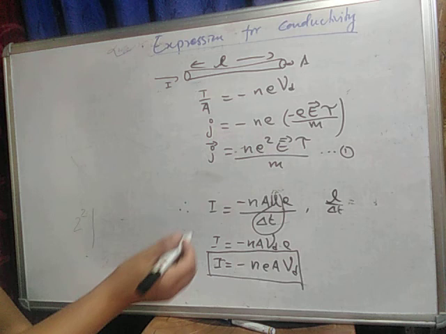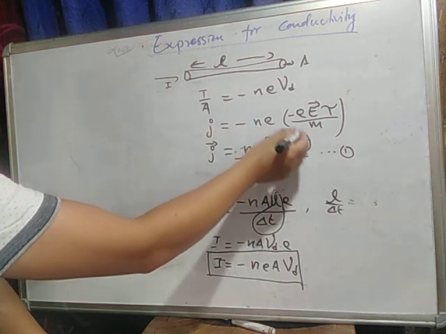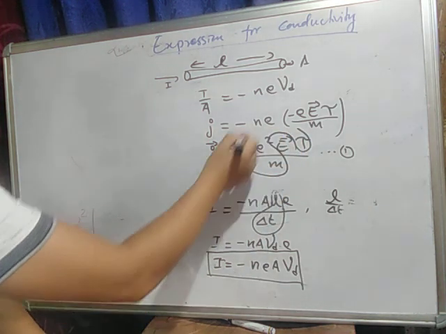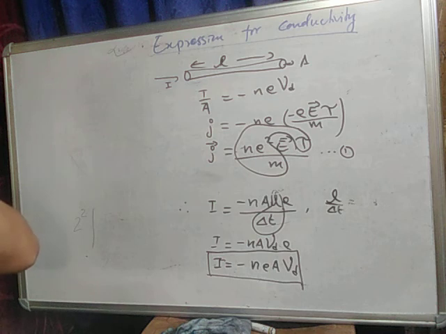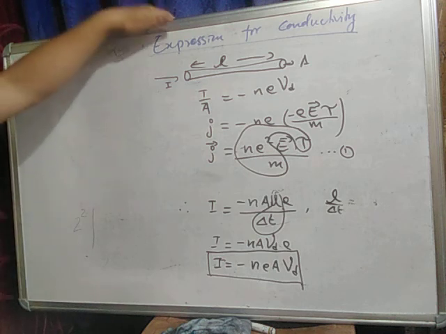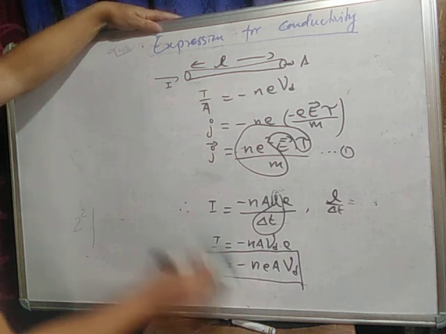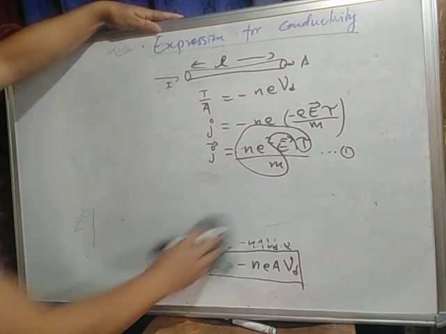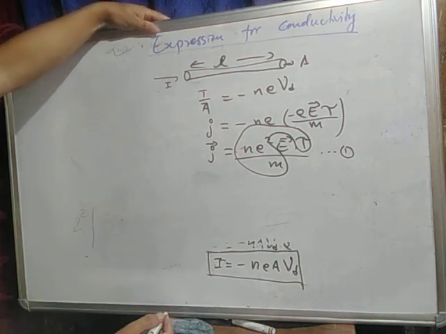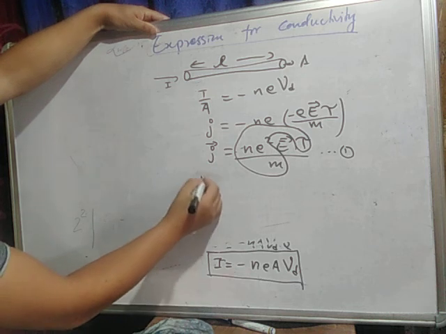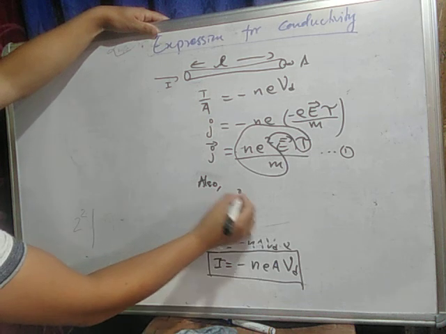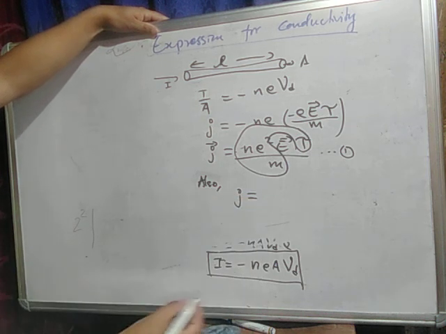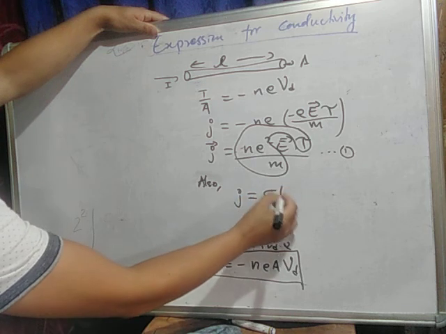See this one, tau n e squared by m. What is that? That is your conductivity, isn't it? Yes or no? So J, also write down, also from the vector form of Ohm's law, what you will get? J equals to how much? Sigma E, isn't it?